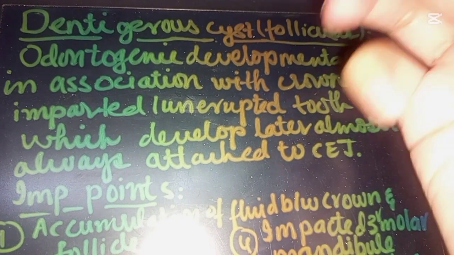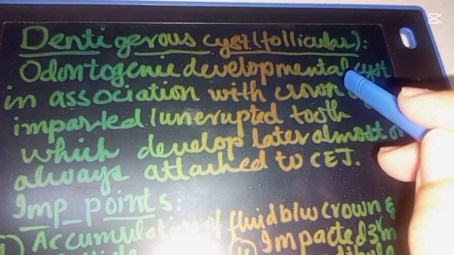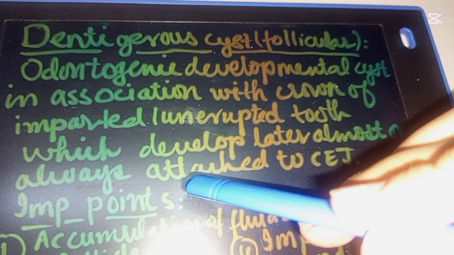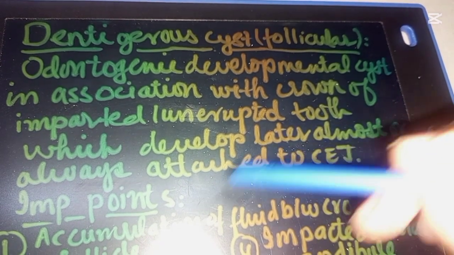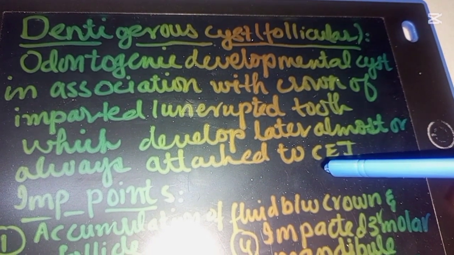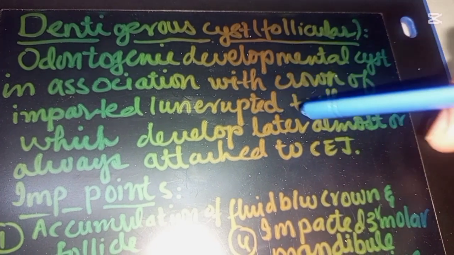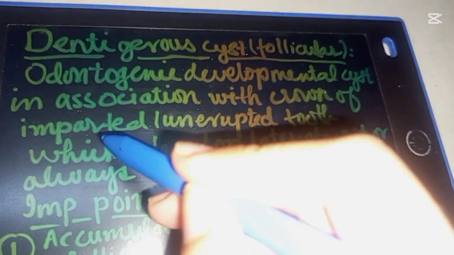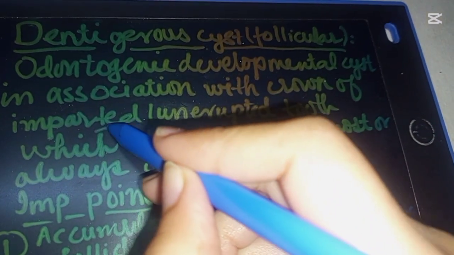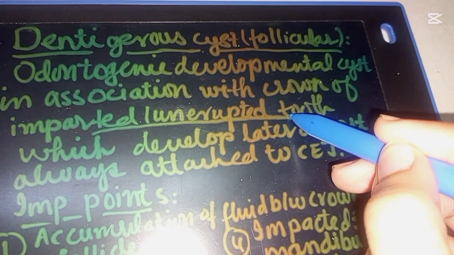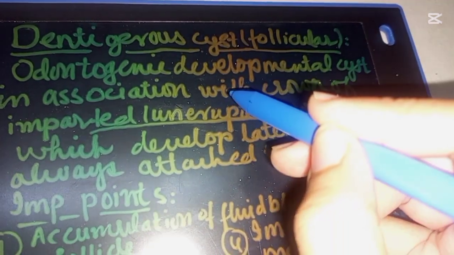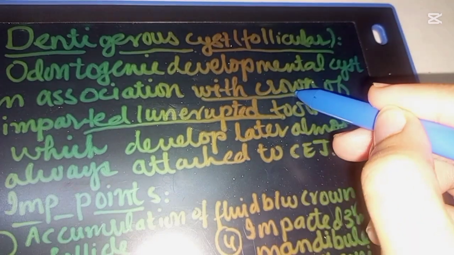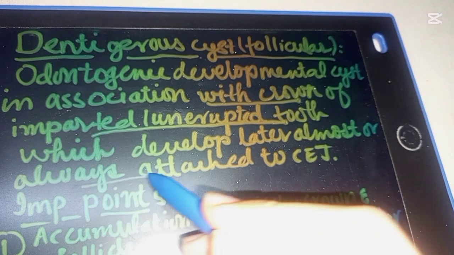Okay, so basically it is an odontogenic developmental cyst which is associated with the crown of the impacted and unerupted tooth, which develops later and is almost always attached to the cemento-enamel junction. So always remember, it is very important that you should learn it. It is with the unerupted or impacted tooth, with that of the crown. Okay, and it is always attached to the cemento-enamel junction.